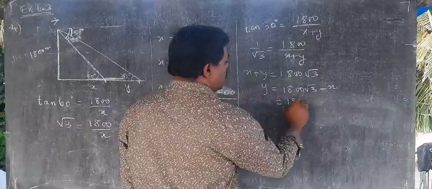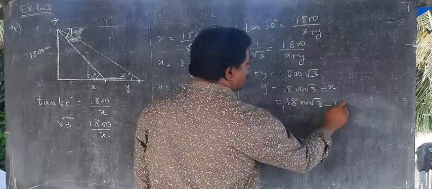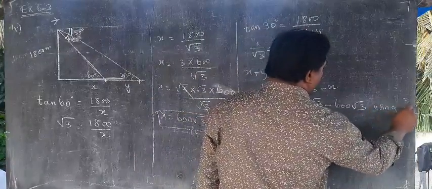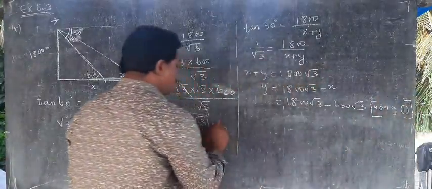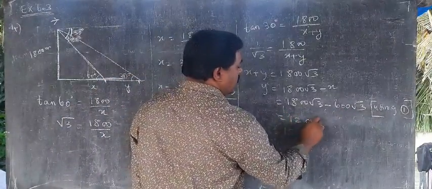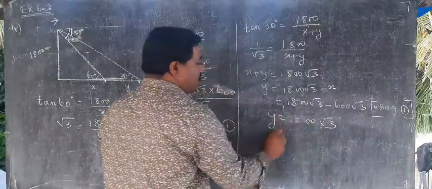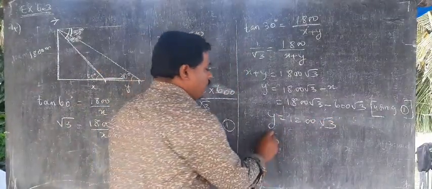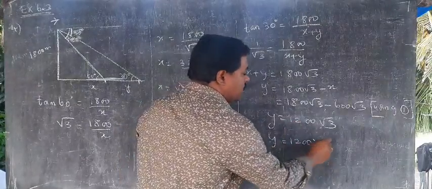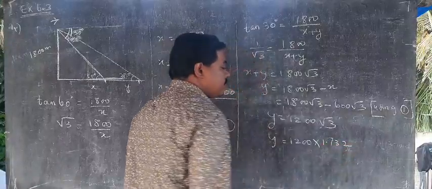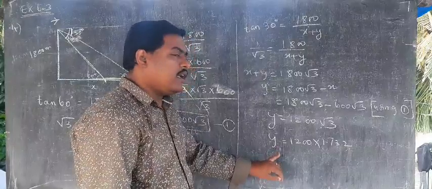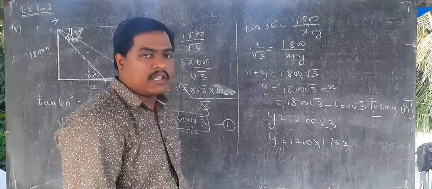So y equals 1800 root 3 minus 600 root 3. Here we take root 3 common, so 1800 minus 600 means 1200 root 3. Y equals 1200 root 3, this is the answer. Root 3 is 1.732, so y equals 1200 into 1.732. Multiplying these two, we get some distance, that is the distance between the two boats.